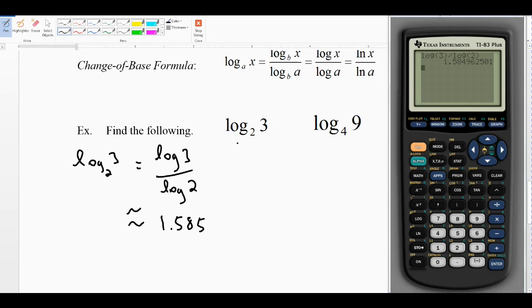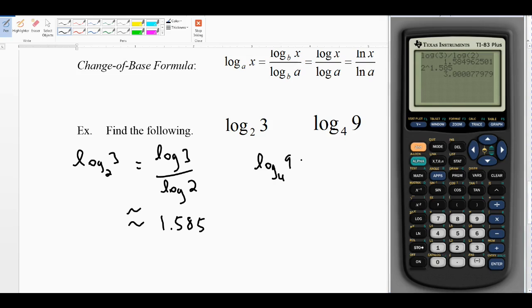And that makes sense if you understand what logs are. When you see this log, we're asking for the exponent on 2 that gives us 3. So 2 to what gives us 3? Well, 2 to the first is 2, and 2 squared is 4, so we will expect the answer to be between 1 and 2. And you can always check that. 2 raised to the 1.585 is almost 3. It's not going to be exact. That's why the approximations.